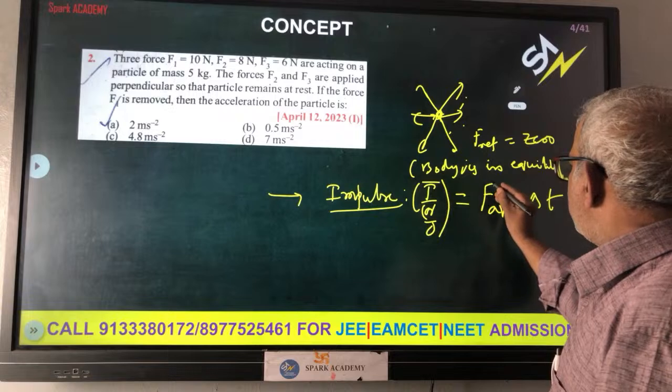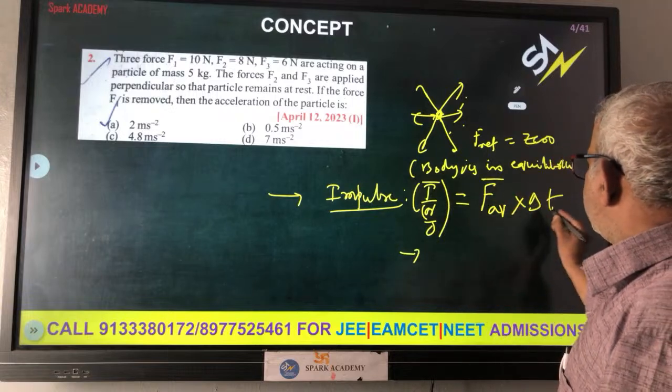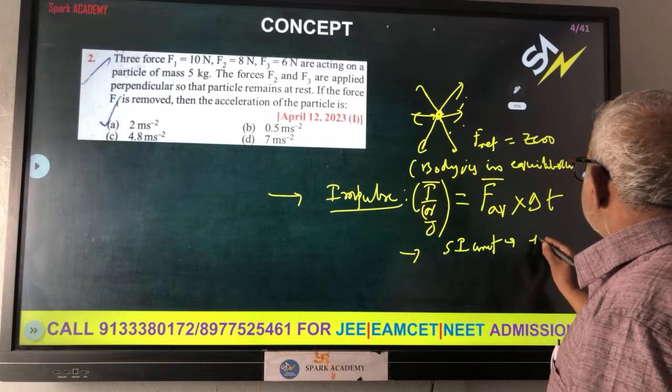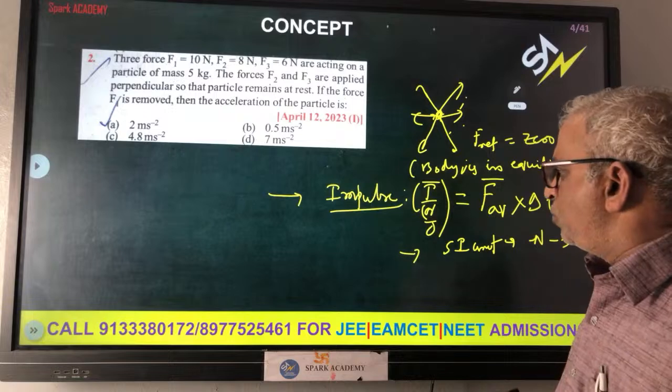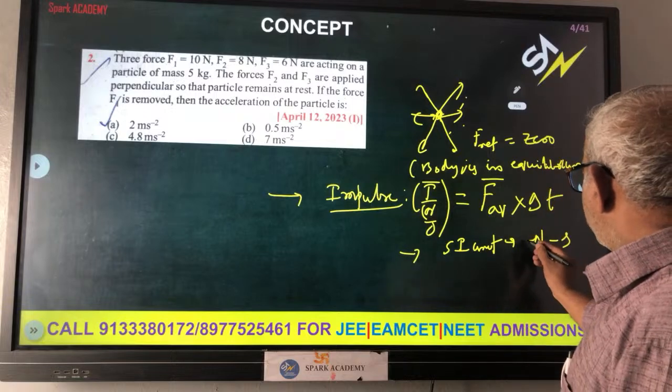This is also a vector because force is a vector. The SI unit is Newton second. CGS unit is dyne second. I am writing the SI unit mainly as Newton second.